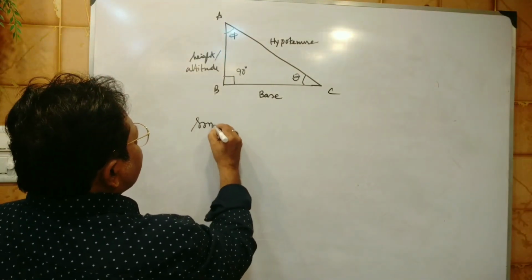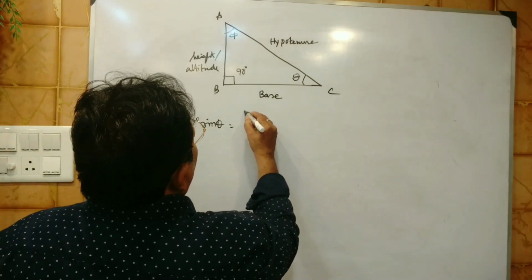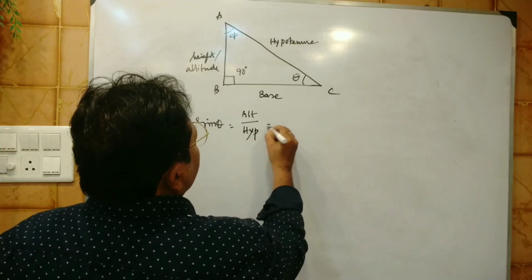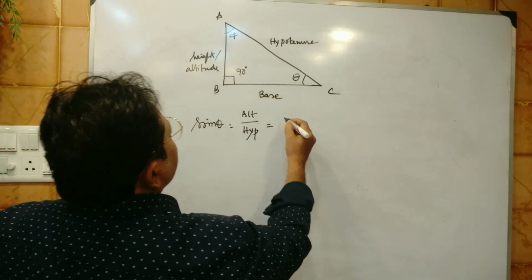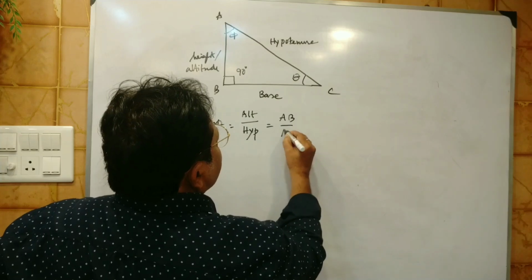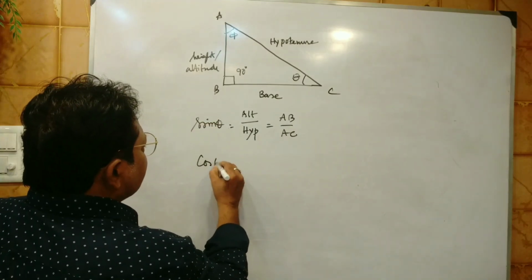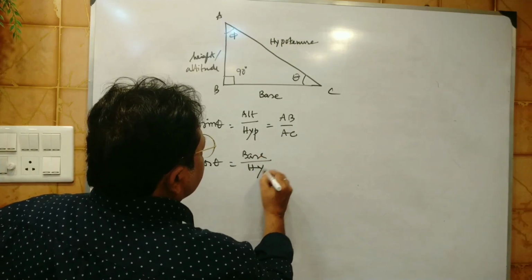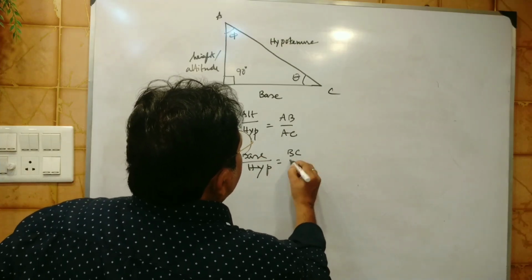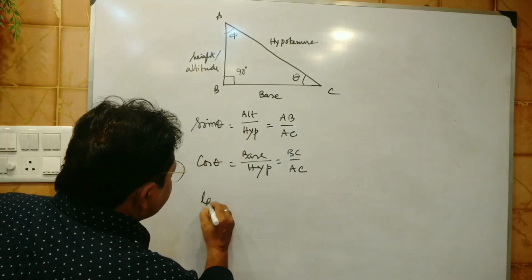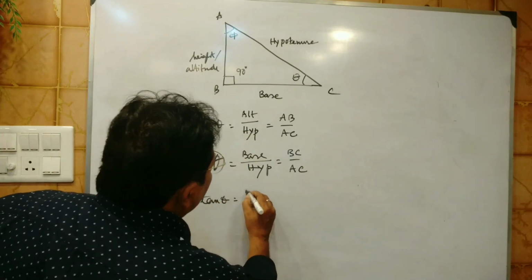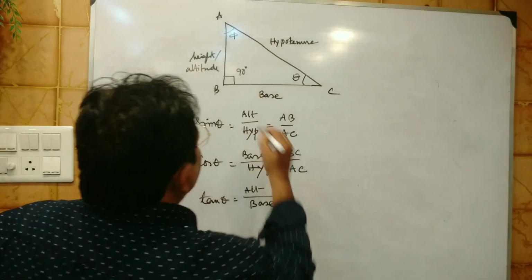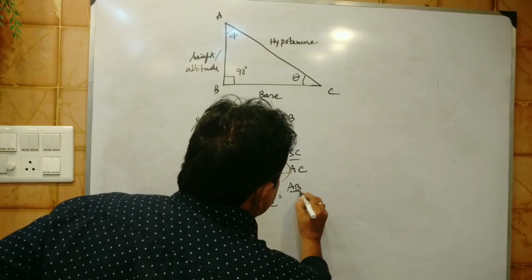Such ratios are: sin theta is equal to altitude by hypotenuse. What is the altitude here? AB by AC. Cos theta is equal to base by hypotenuse, that is, base here BC by AC. And tan theta is equal to altitude by base. Here the altitude is AB, so AB by BC.